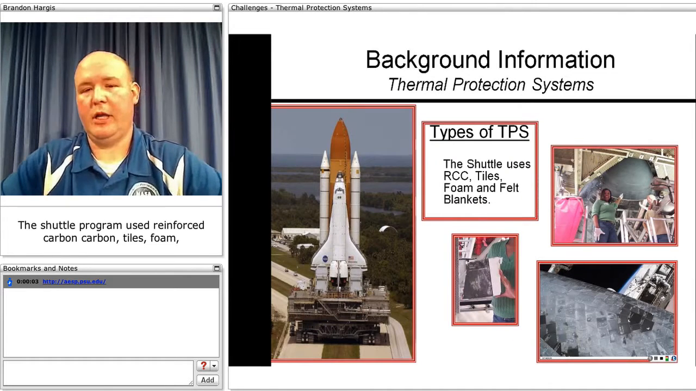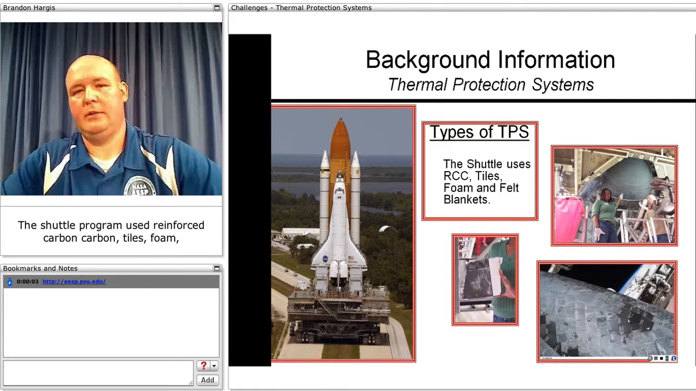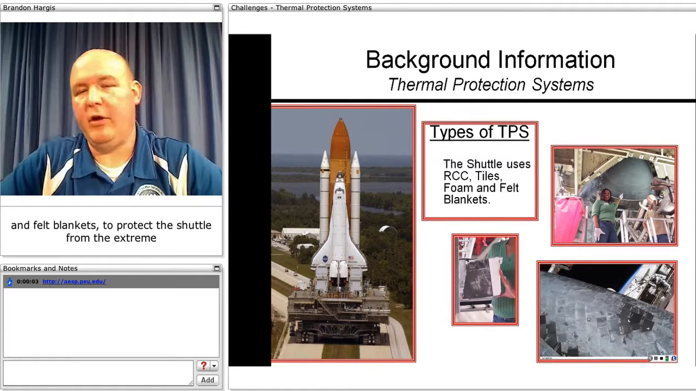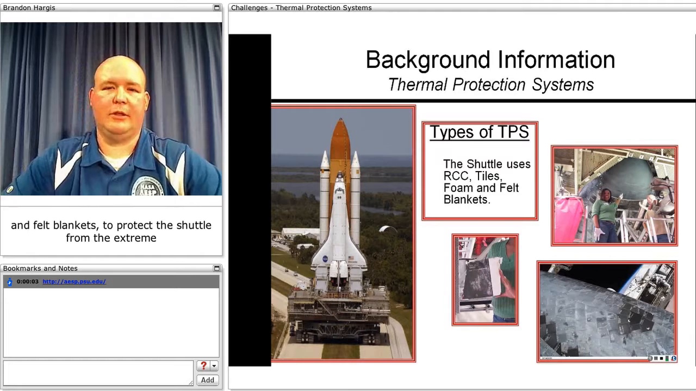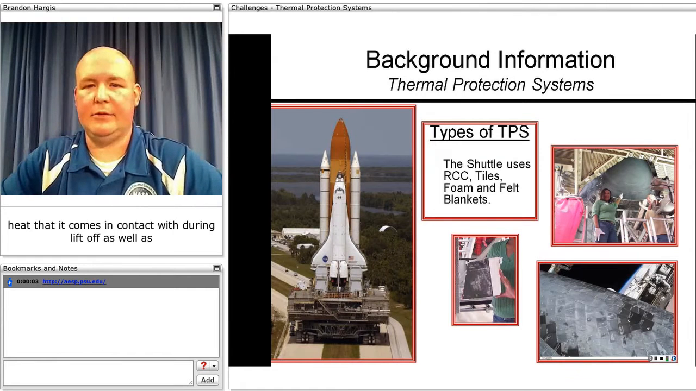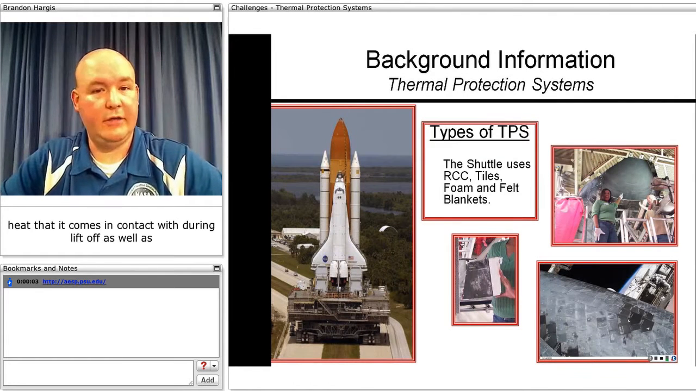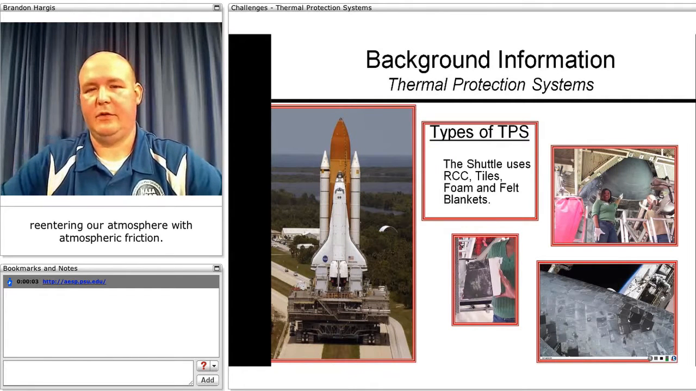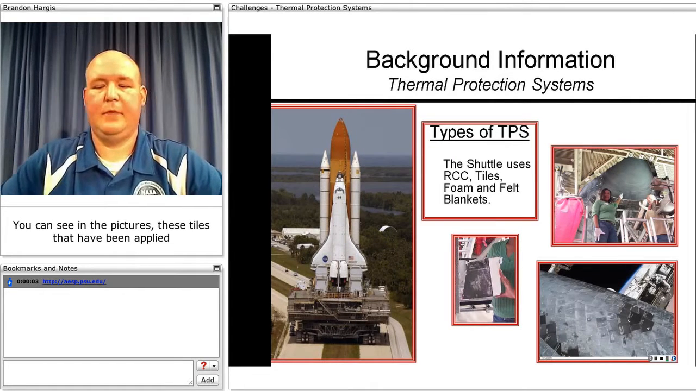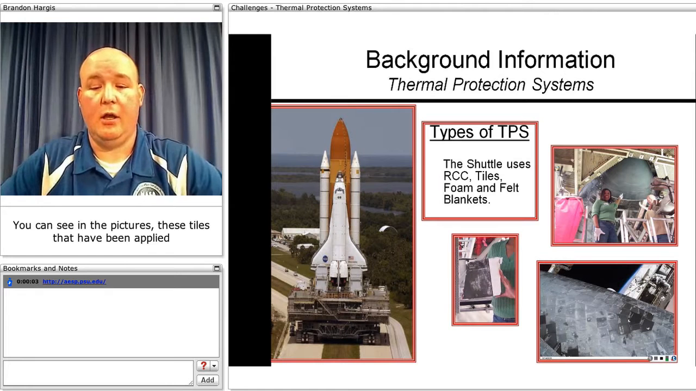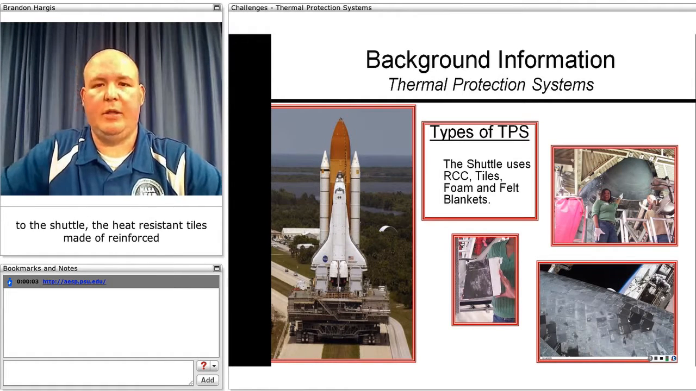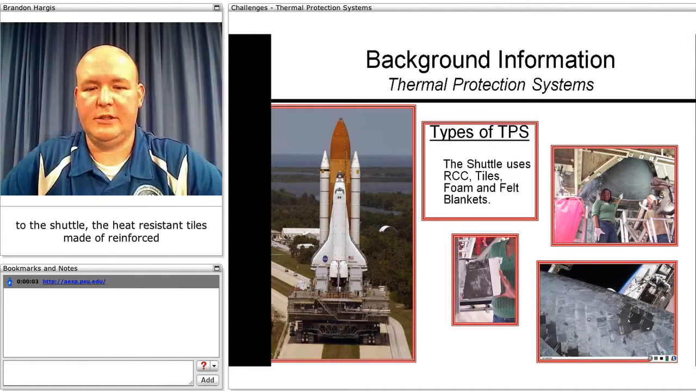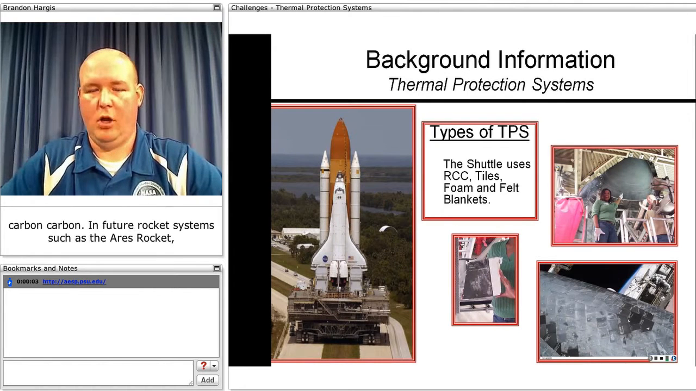In the shuttle program, we used reinforced carbon-carbon, tiles, foam, and felt blankets to protect the shuttle from the extreme heat that it comes in contact with during liftoff, as well as re-entering our atmosphere with atmospheric friction. And you can see in the pictures these tiles that have been applied to the shuttle, the heat-resistant tiles made of reinforced carbon-carbon.